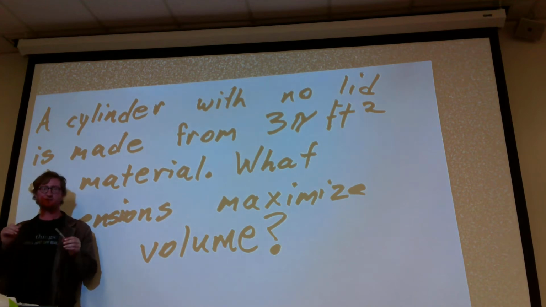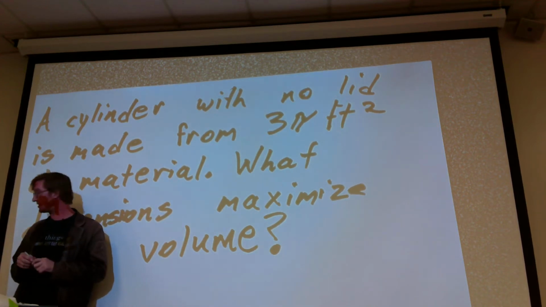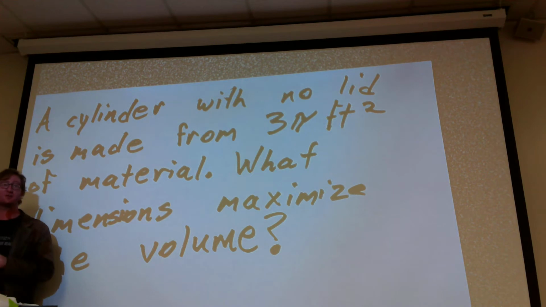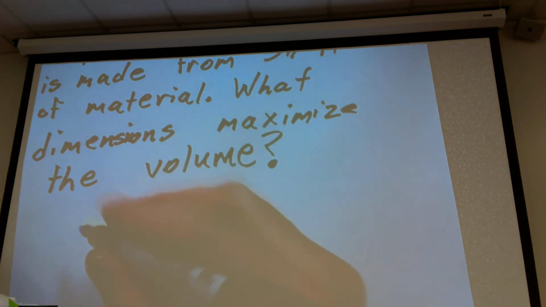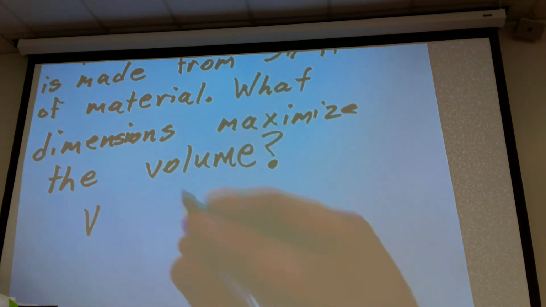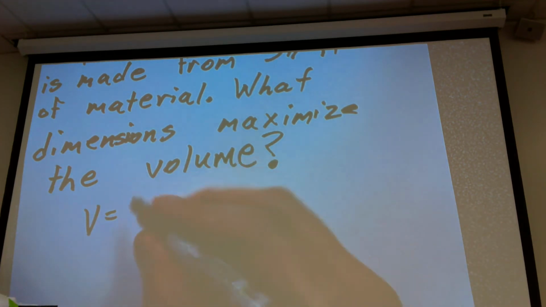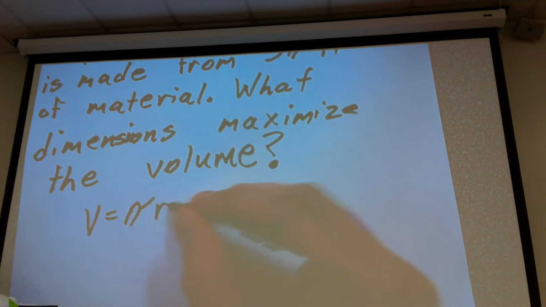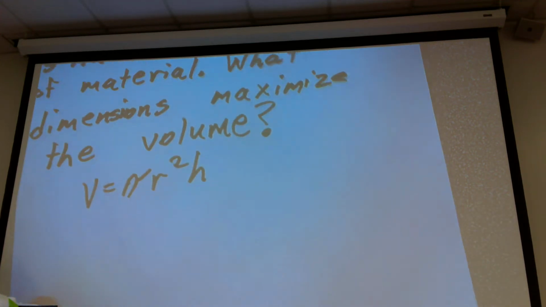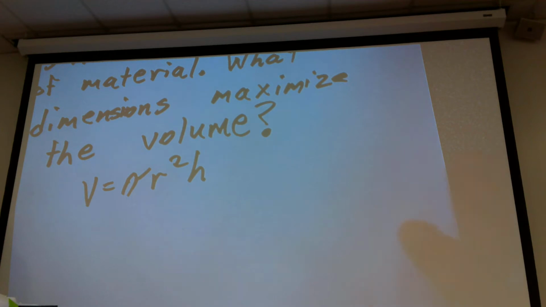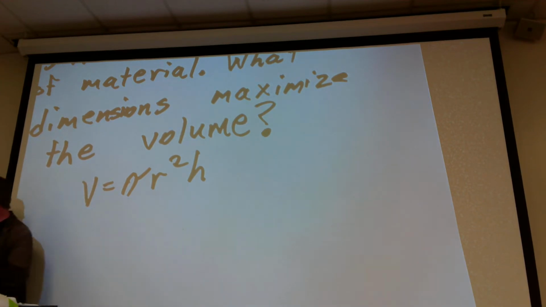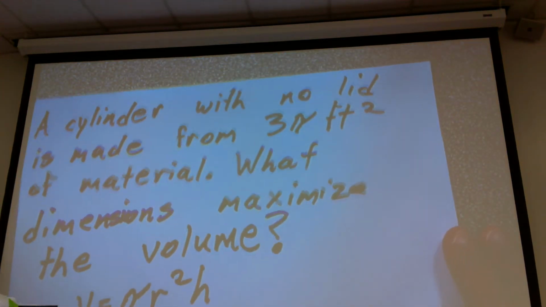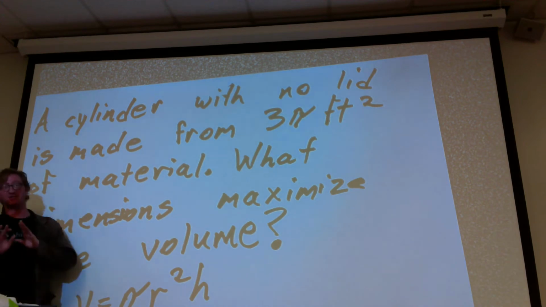Okay, so let's look at the equations that we'll be dealing with. The first equation is the volume. So the volume of a cylinder is pi r squared h. But we need the equation of the surface area of the cylinder. Notice one thing about the problem. It says a cylinder with no lid. It's got a base but doesn't have a lid.